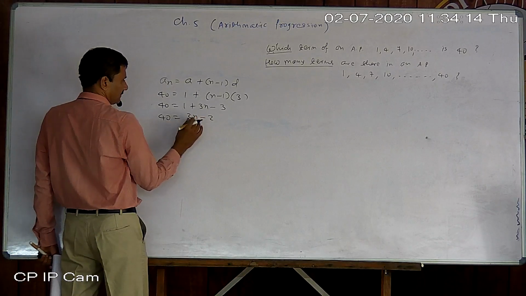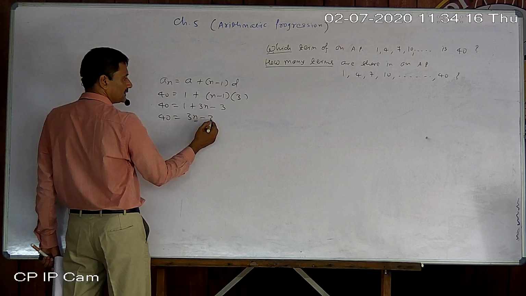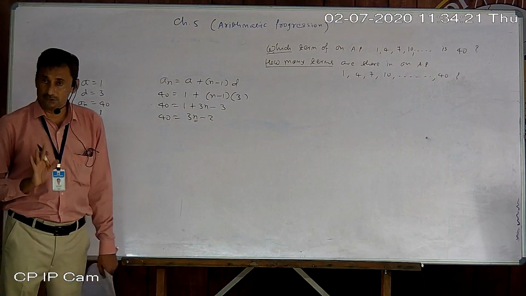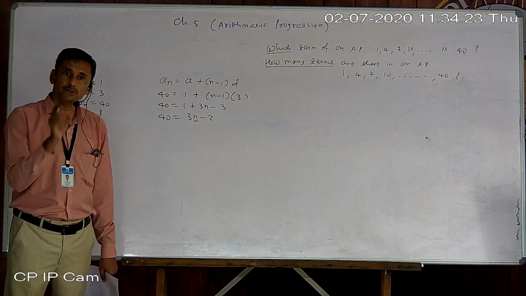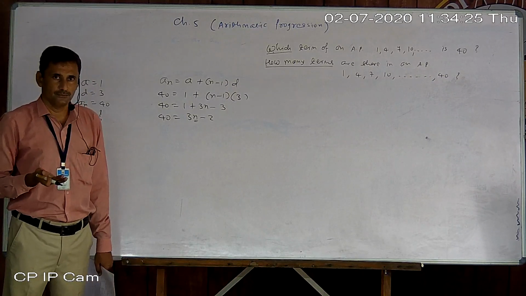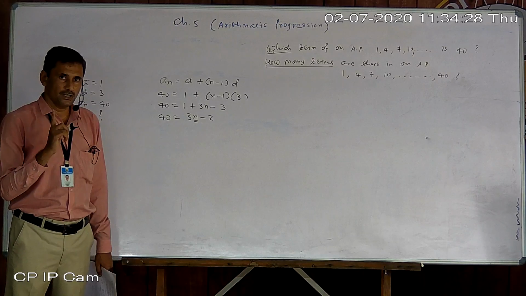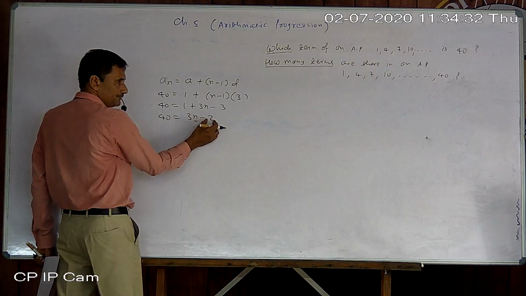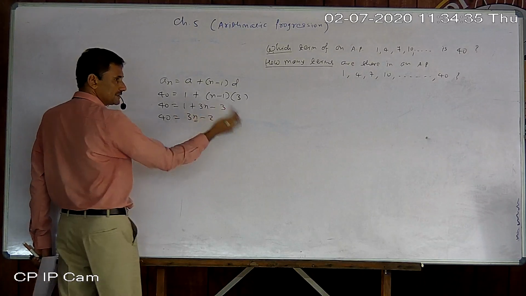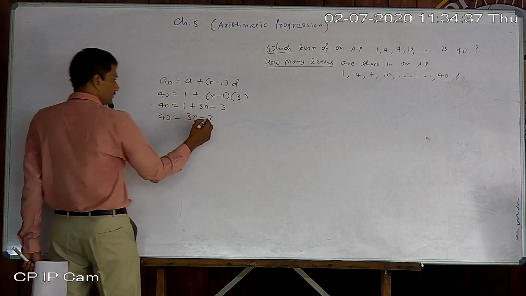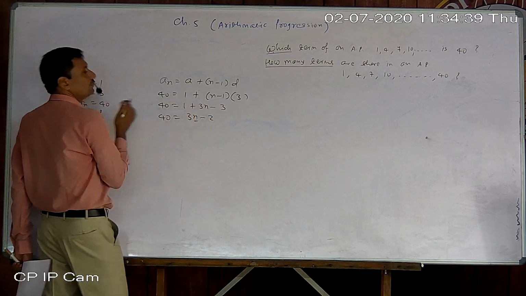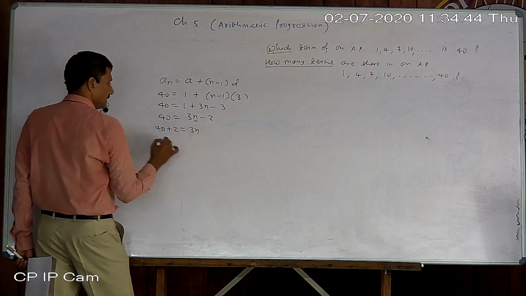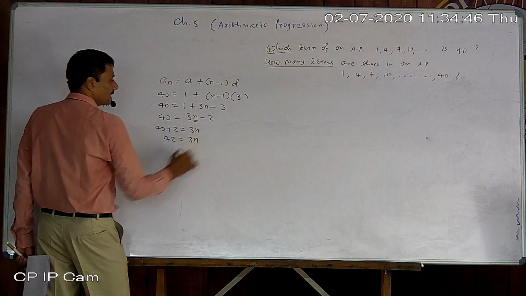Now start shifting. I want n. So first of all I have to shift the term here, then the coefficient. Keep in mind the sequence also. Don't shift the coefficient first and then the term. First priority is given to the term. Term means whatever comes after plus or minus. So first of all shift minus 2, then only 3. So it will become 40 plus 2, 3n. So 42 equal to 3n.